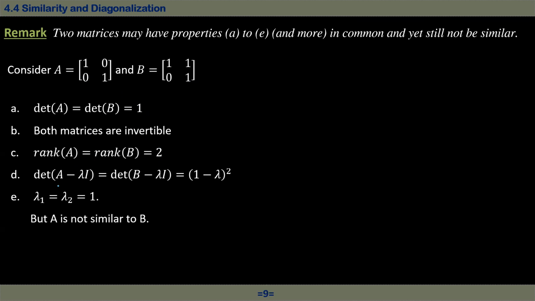And if we calculate their characteristic polynomial, that is 1 minus lambda squared, for both the determinant of A minus lambda I and the determinant of B minus lambda I. We have the same polynomial. That means that they have the same eigenvalues, but still, you will see that A is not similar to B.